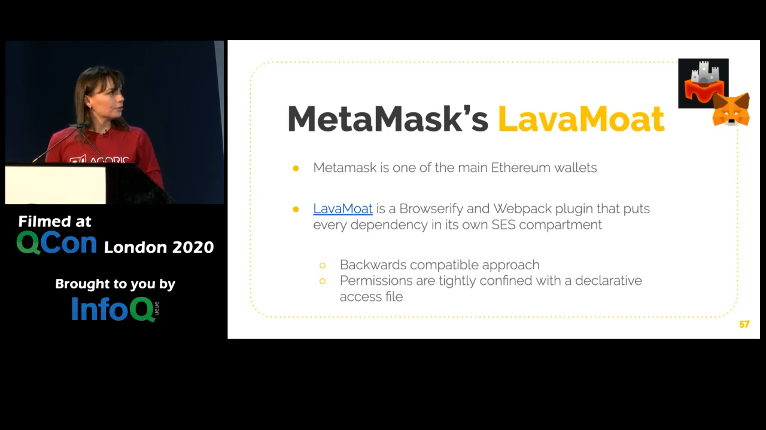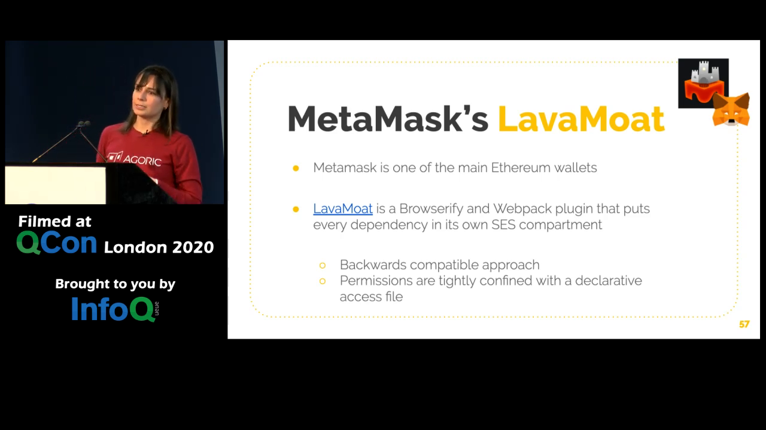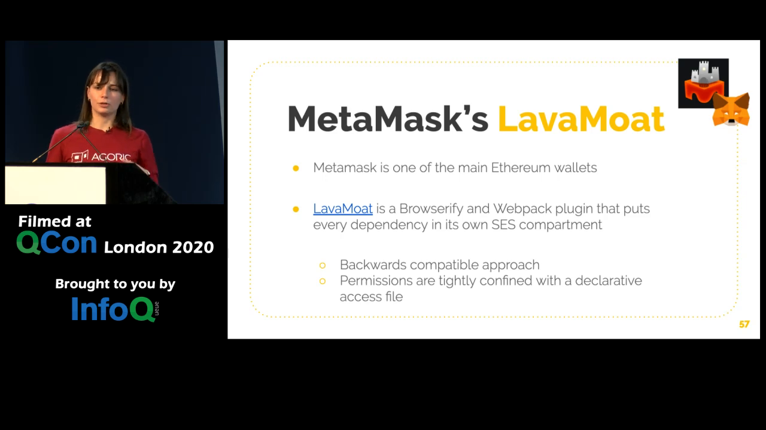So another example is MetaMask's LavaMoat. MetaMask is one of the main Ethereum wallets, and they're using SES to pin down their supply chain. They have a Browserify and Webpack plugin that puts every dependency that they use into its own SES compartment. They're using a different approach than what I just went over, a backwards compatible approach. They don't want to rewrite all of their different dependencies. Instead, they're creating a manifest of the authority that's currently being used, and that is the only authority that those packages get.